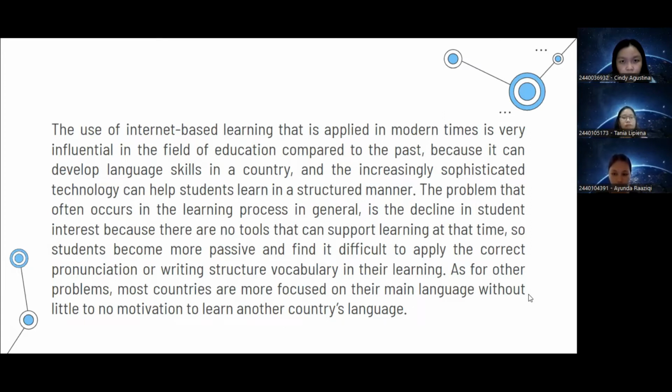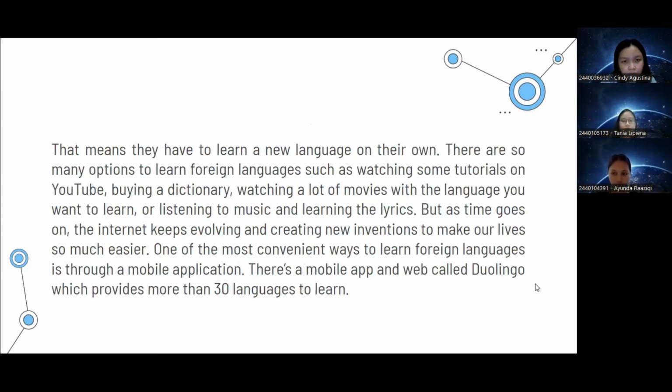So students become more passive and find it difficult to apply the correct pronunciation or writing structure vocabulary in their learning. As for other problems, most countries are more focused on their main language with little to no motivation to learn another country's language. As such, foreign students have to learn a new language on their own.